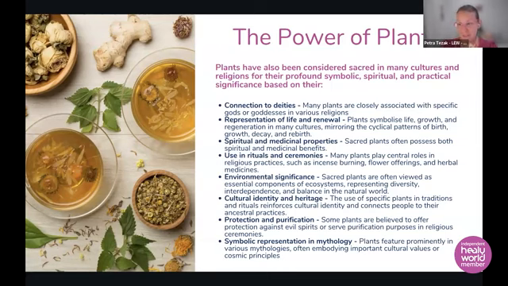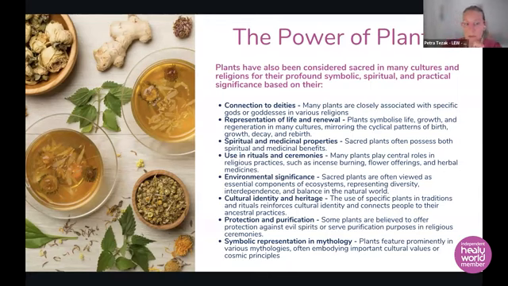Based on their different aspects, for example, some plants connect to the deities in certain religions, and they connect with specific gods. People connect them to those, and they give them this beautiful power and a space to actually share the story. I mean, plants sharing the story.